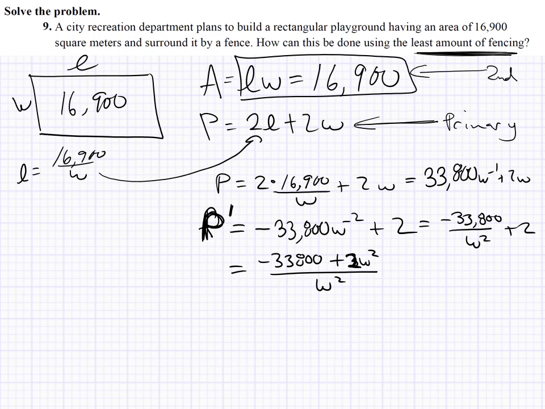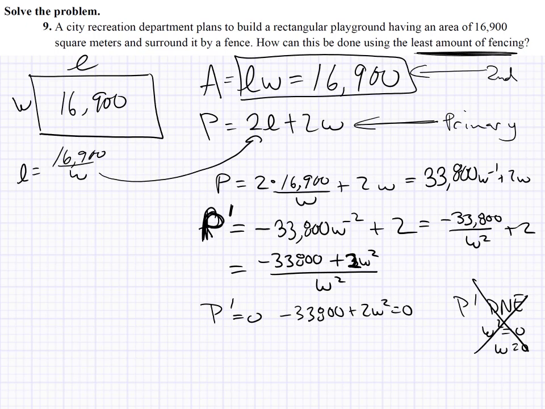Now, what I'm going to do is find my critical numbers. Well, when is this thing going to equal 0? When does this thing not exist? Well, the derivative would equal 0 when the numerator equals 0, which is negative 33,800 plus 2W squared equals 0. And it's going to not exist when W squared equals 0. But when W squared equals 0, W equals 0. Well, how could your width equal 0 for your rectangle? That would make no sense, so we're going to ignore that.